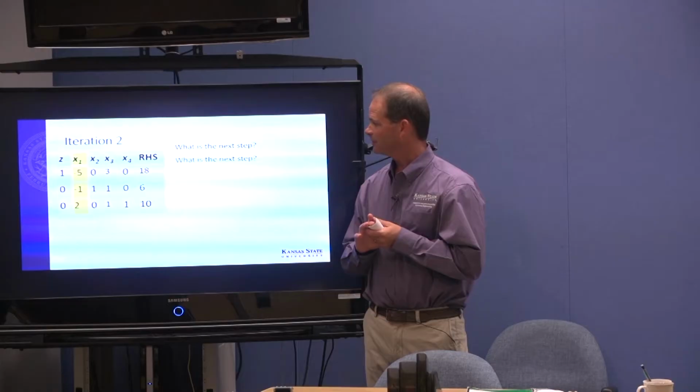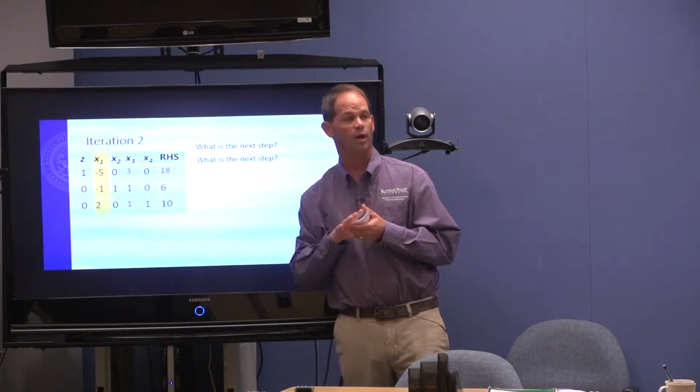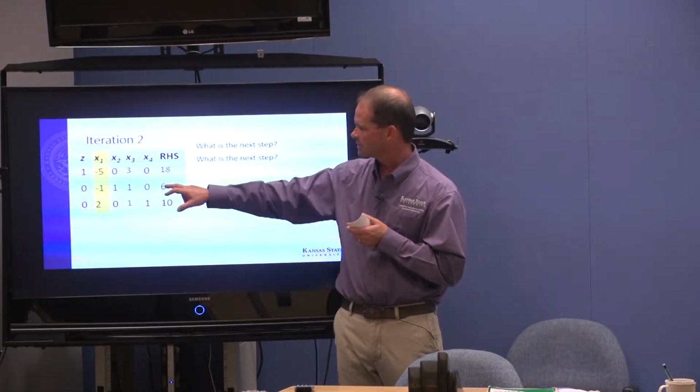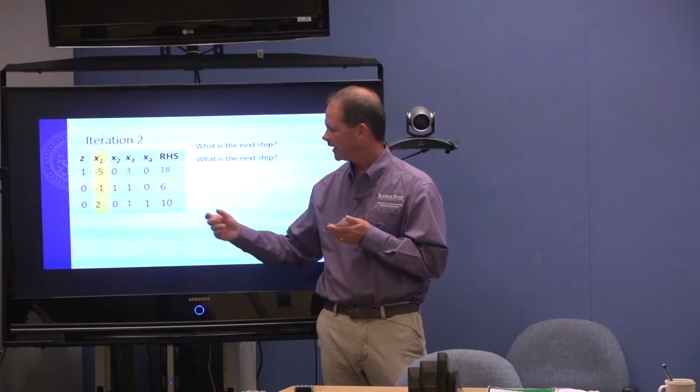Bryce, what's next? I can't remember. Fair enough. This was the ratio test. Okay, so in the ratio test, we're taking the right-hand side and we're dividing by x1. Okay, so 6 divided by -1, what'd you get? -6. It's not -6. What is it? Infinity. Okay, and the other one? 5. Which one do you take? The min. Okay, so that now gives us a row.